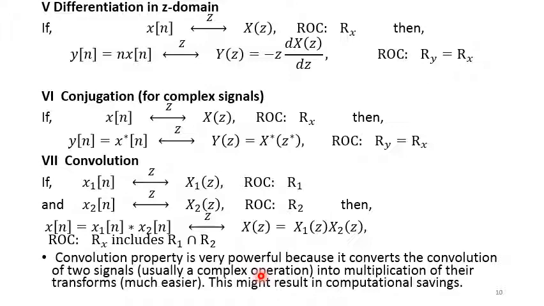So if you have to find the convolution, the straightforward method is to take the Z transform, multiply both the signals, and then take the inverse Z transform, and you get the answer. Again, keep in mind that this will be a multiplication, but the ROC of the resulting signal will be the intersection of the ROCs of the individual signals.